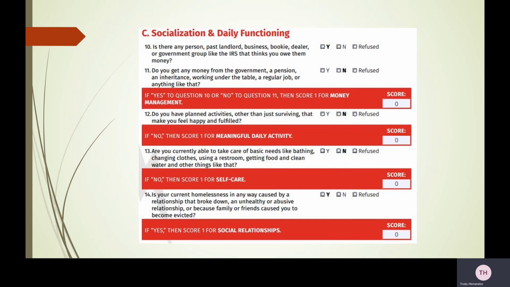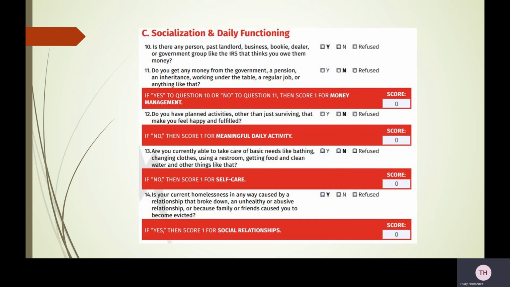13 is looking at self-care. So if they say no to this, they would score a 1. This question says, are you currently able to take care of basic needs like bathing, changing clothes, using a restroom, getting food and clean water, and other things like that? So this question is not only looking at, are they able to do this, but do they have access?